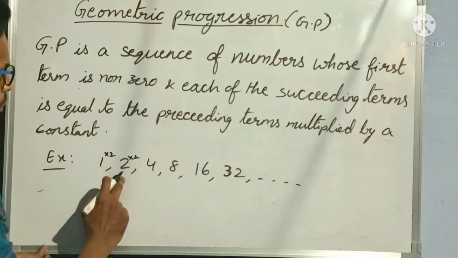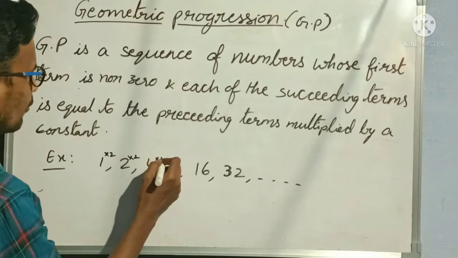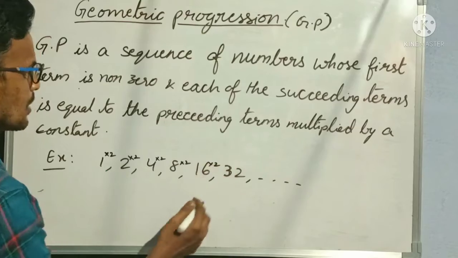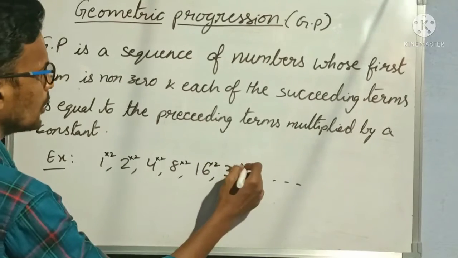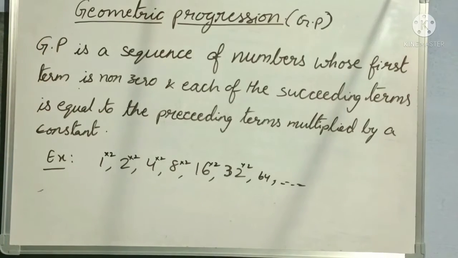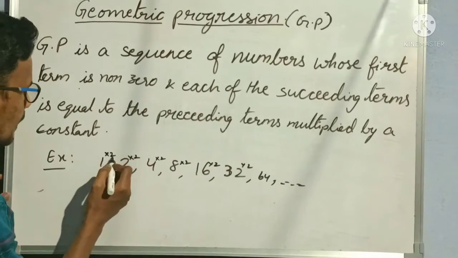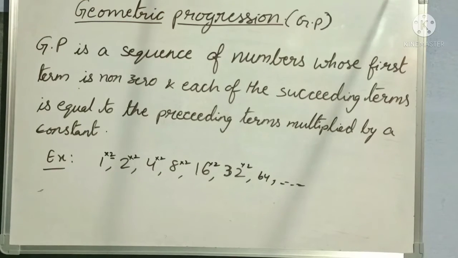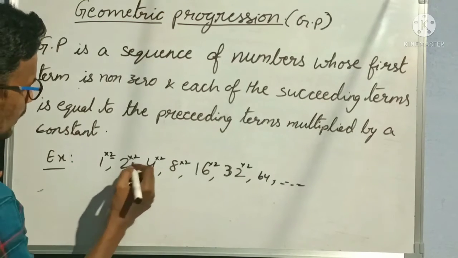1 into 2 is equal to 2 and 2 into 2 is equal to 4. Again 4 into 2 is equal to 8, 8 into 2 is equal to 16, 16 into 2 is equal to 32, and 32 into 2 is 64. So my next number in the sequence is 64. And whatever constant I am multiplying by is called the common ratio. Understood? See here how I am going to get that common ratio.